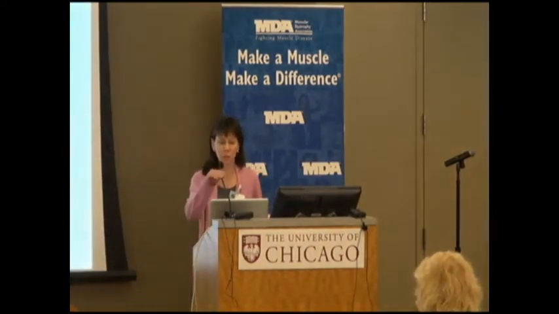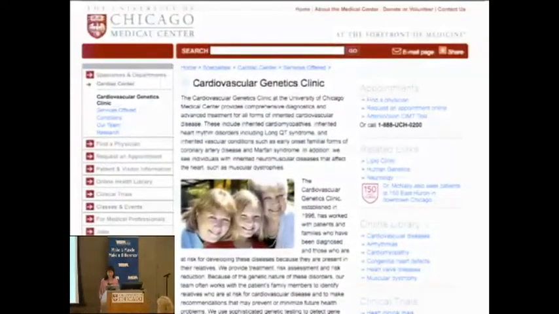One of the things we do here at the University of Chicago is we have a cardiovascular genetics clinic, and that's staffed by Lisa Delafave, who you heard earlier, and me, and a nurse. We see lots of patients with different forms of neuromuscular disease, and of course many patients with Becker muscular dystrophy. Not every patient with Duchenne muscular dystrophy and Becker muscular dystrophy will get heart involvement, but many will.